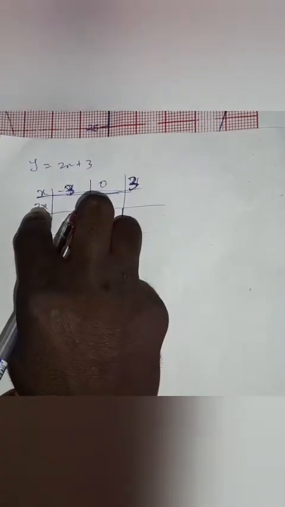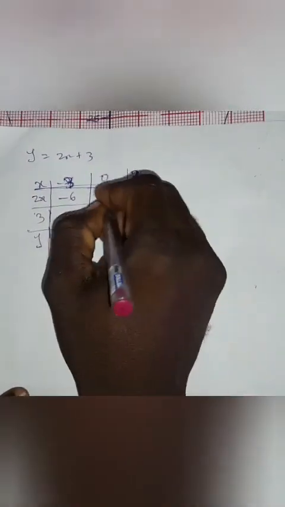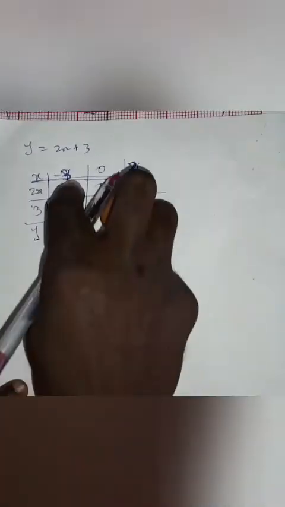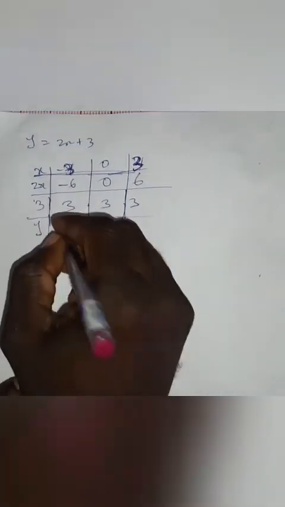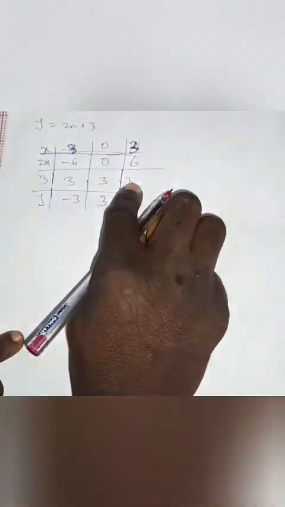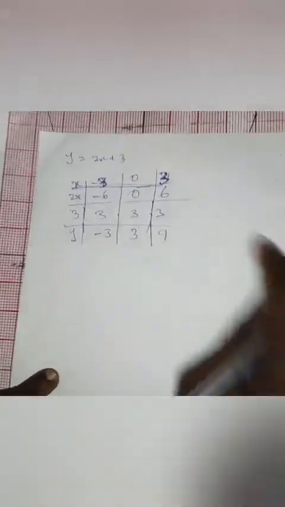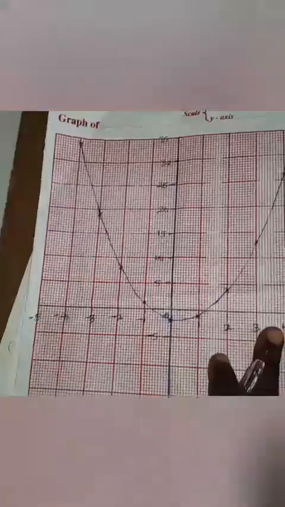Then I have 2x: 2 times minus 3, that's minus 6. 2 times 0, that's 0. 2 times 3, that's 6. So minus 6 plus 3 is minus 3. 0 plus 3 is 3. 6 plus 3 is 9. So again, we'll come to our graph again.